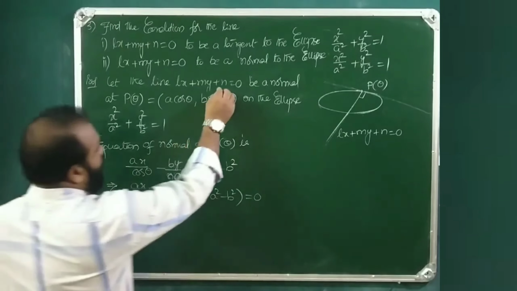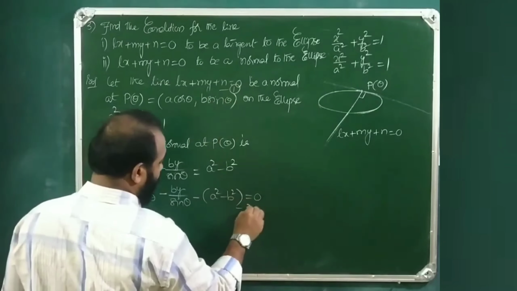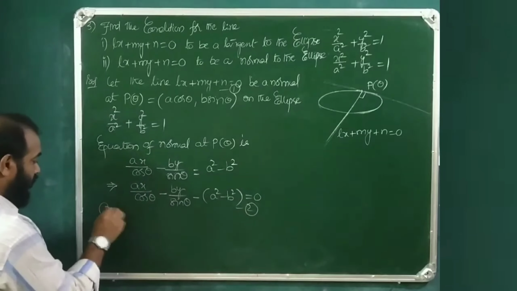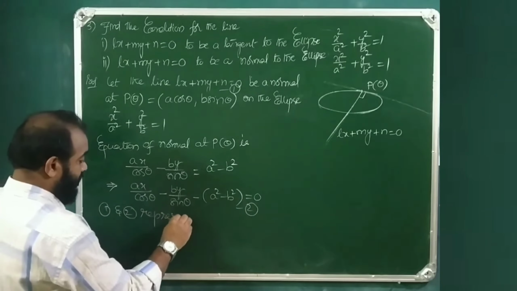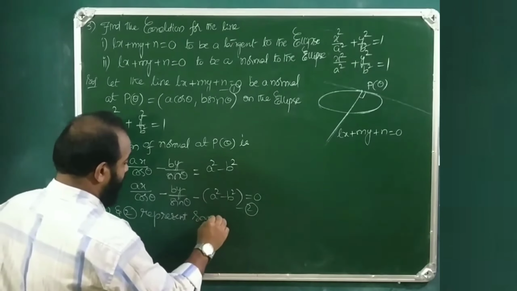So that means 1 and 2 represent same lines.